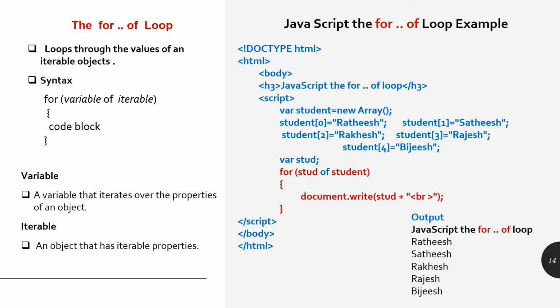So that is the next iteration, meaning the next element in the array will be displayed. Similarly, that will keep on iterating till the end of the iteration, till it finishes the iteration. That way all array contents will be displayed here. This is about the for of loop.